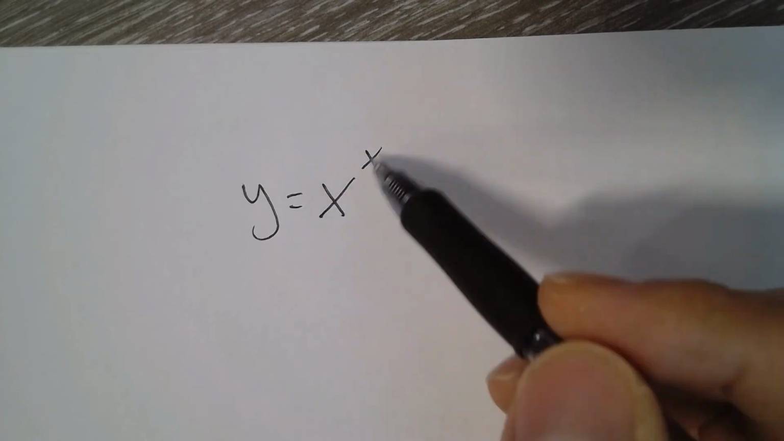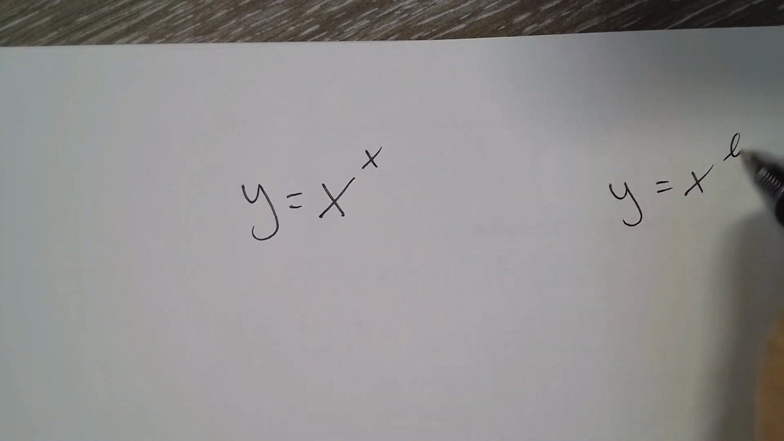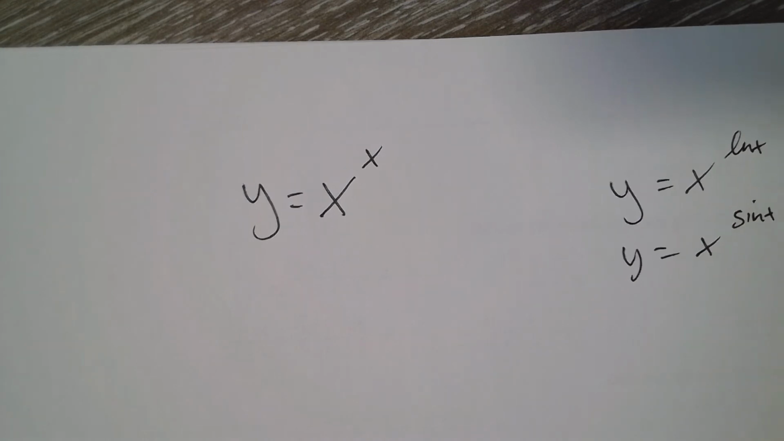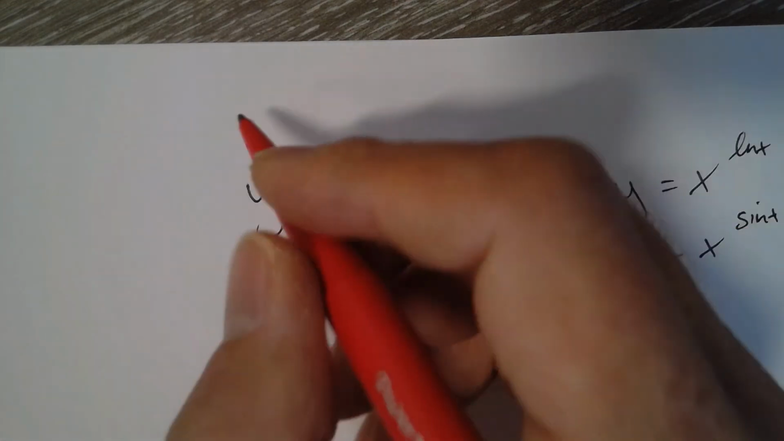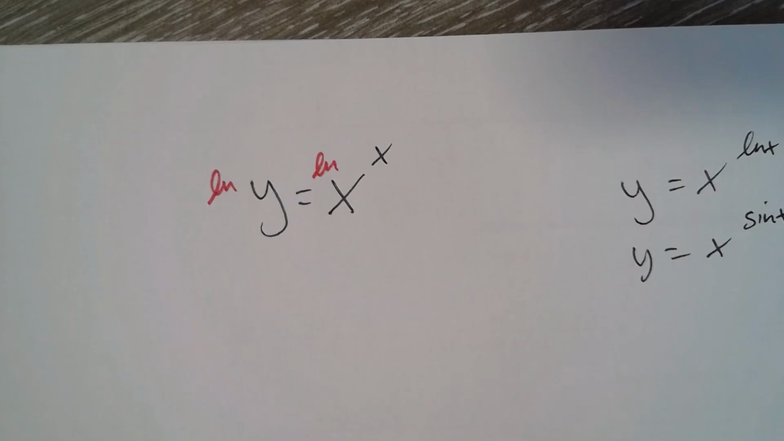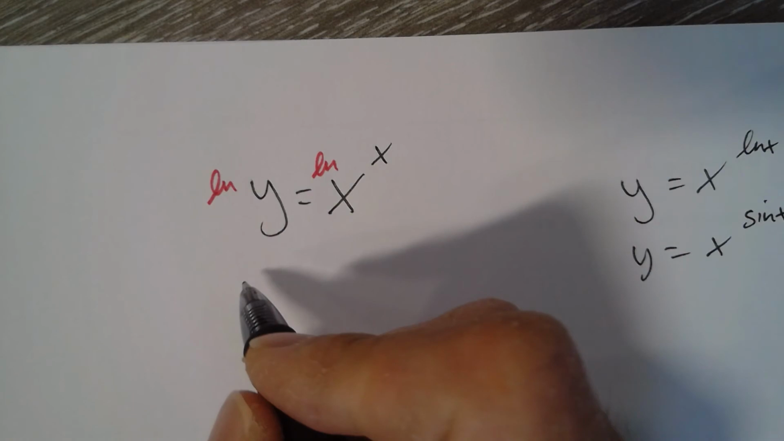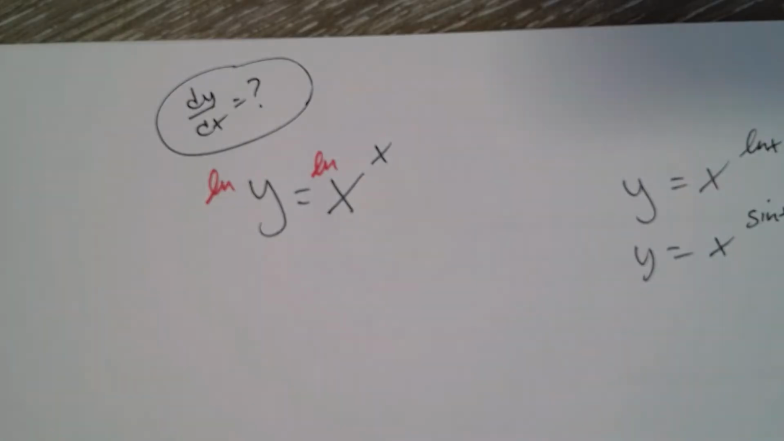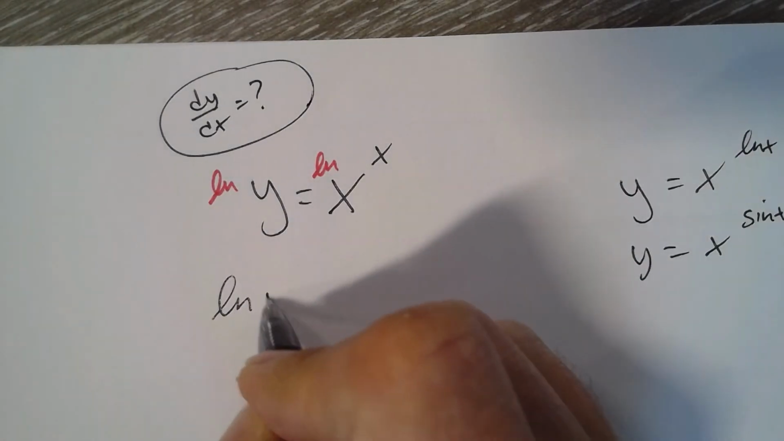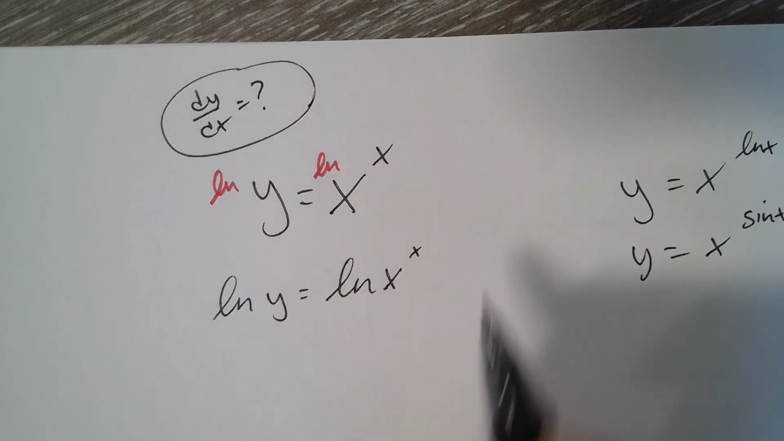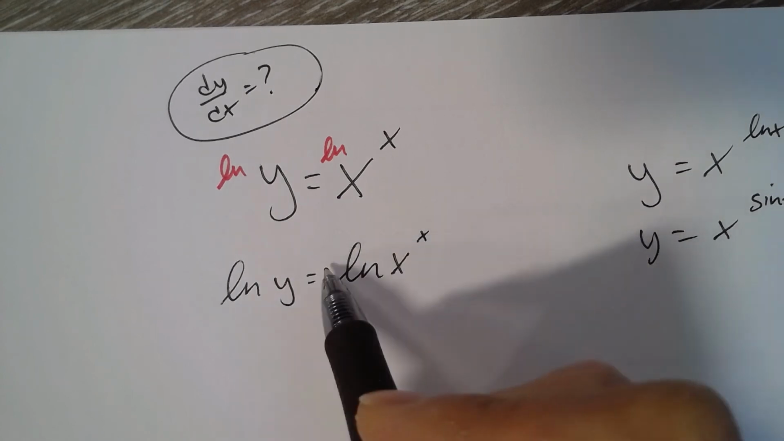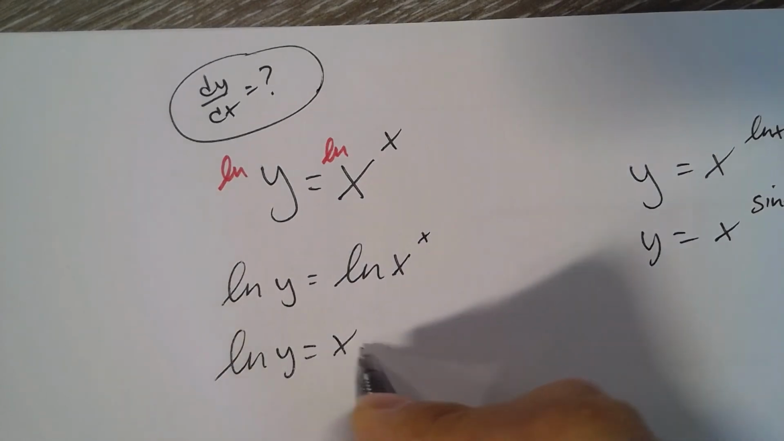And anytime we have a variable to a variable, it could be x to the natural log x, it could be y equals x to the sine x. Any of these qualify if you have a variable as a base and a variable as an exponent. The first thing you have to do is take the natural log of each side. So, and we're trying to find dy dx, or y prime. That's what we're looking for. Okay, so natural log each side, so we have natural log y equals the natural log of x to the x. Then one of our log properties says that can go out front, so it's natural log of y equals x natural log x.